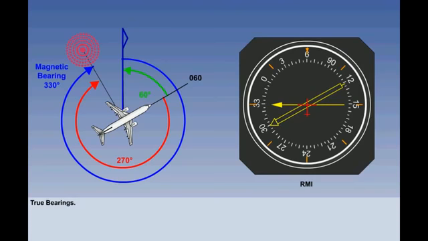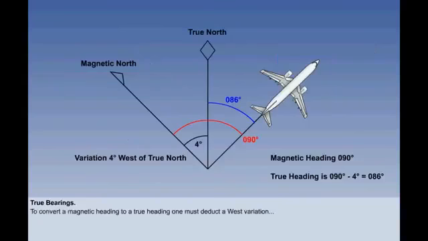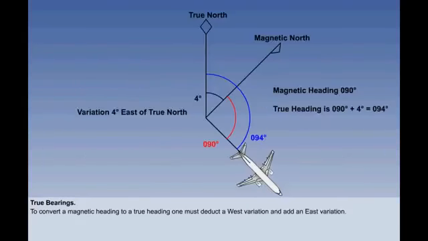We have looked so far at obtaining the magnetic bearing to an NDB, but sometimes it is necessary to determine a true bearing to an NDB. To convert a magnetic heading to a true heading, one must deduct a west variation and add an east variation.